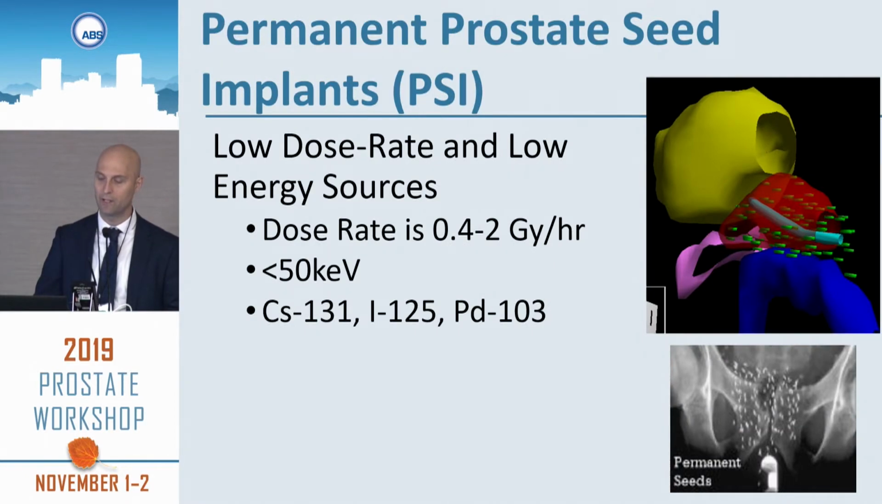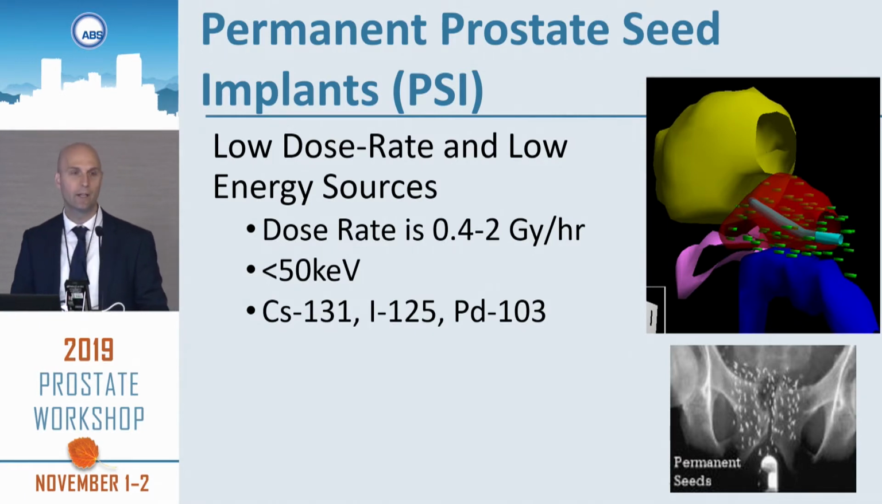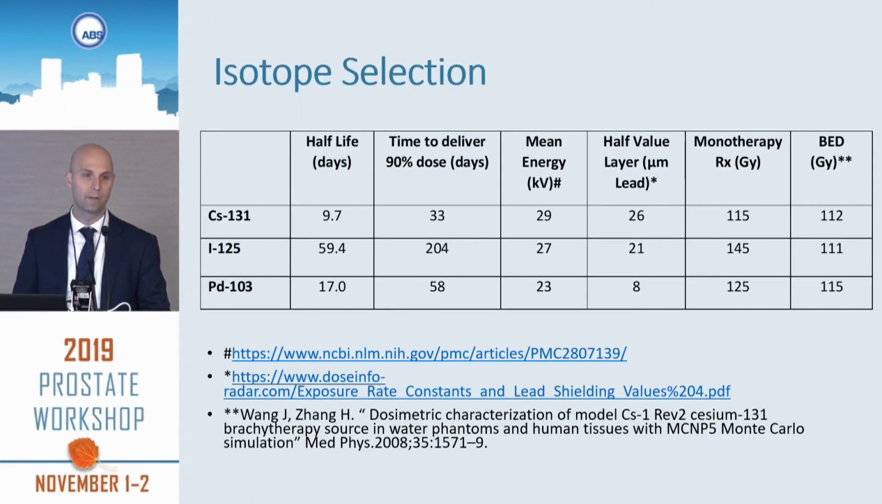All right, so we'll start out here with permanent prostate seed implants. And these are low dose rate, they're low energy. So you're looking at dose rates that are somewhere between 0.4, that's more like an iodine type treatment, and then the 2 gray per hour is getting closer to the sort of cesium half-life. They're less than 50 keV, and here are 3 different isotopes that are available. All 3 of these isotopes are effective. They do have differences in half-life, and that means that they have different prescription doses. Slight differences in energy, which changes a bit how you plan, maybe how many seeds that are used. But you really can't go wrong with any of those 3. They're all fantastic.